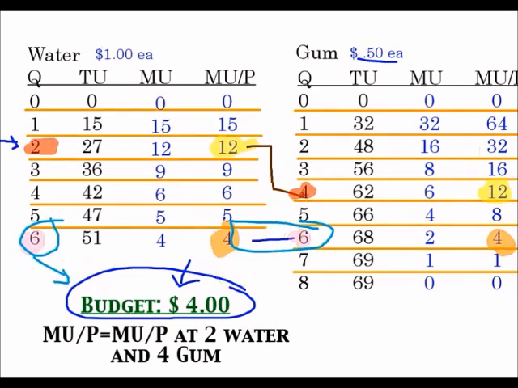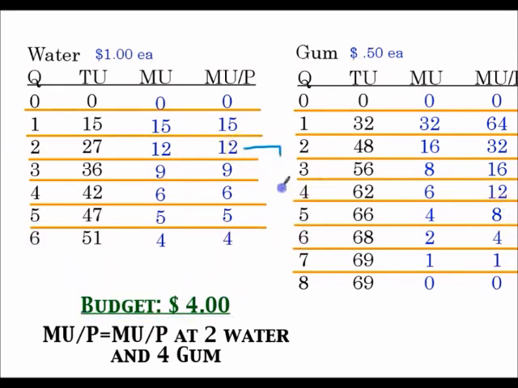So, MU over P equals MU over P. In this case, I would purchase 2 units of water and 4 units of gum, which will maximize my utility. If you add up the total utility to the total utility, those two numbers added together will yield the highest number of utils than any other possible combination.